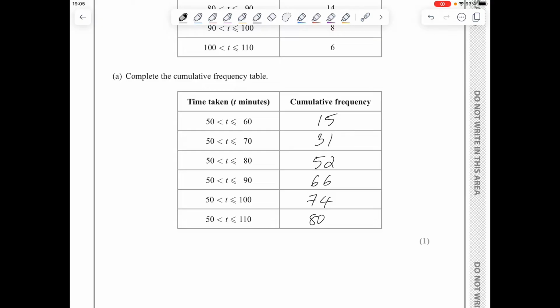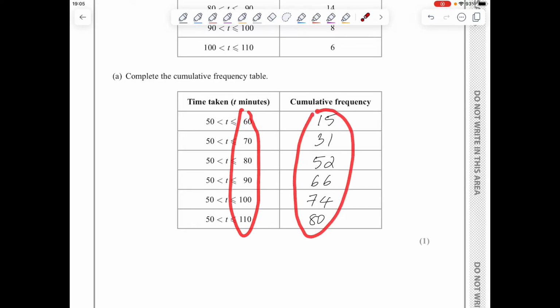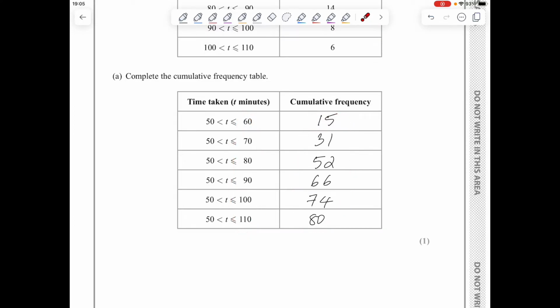Then in part B, I'll need to draw the cumulative frequency diagram. Note that the x-coordinates of the points I'm going to plot are the upper bounds, this one, and the y-coordinates are the cumulative frequencies. And then I'll also draw an extra point, 50, 0, it's my x-intercept.